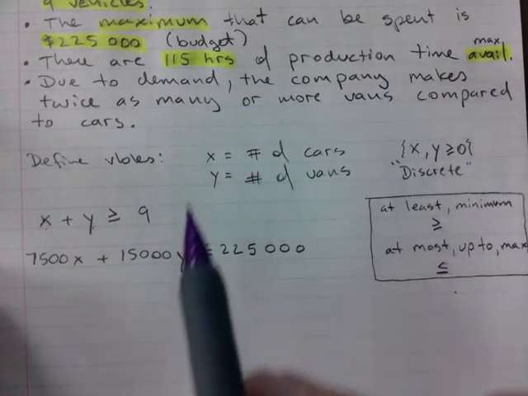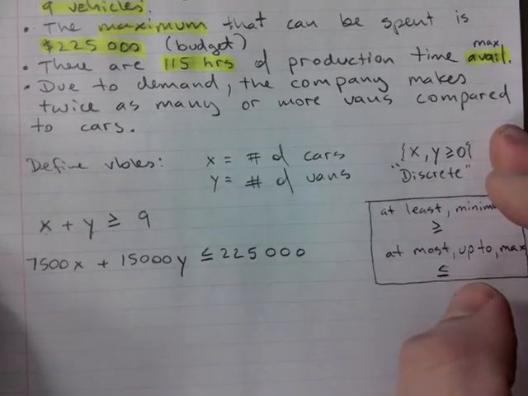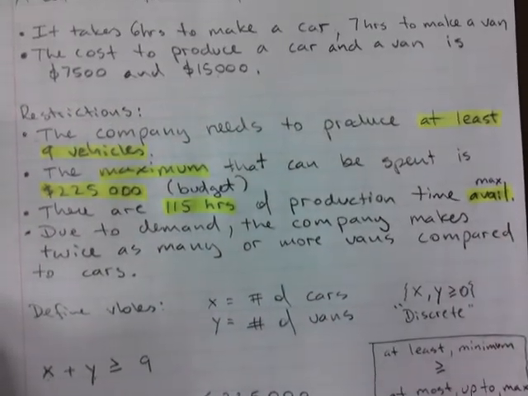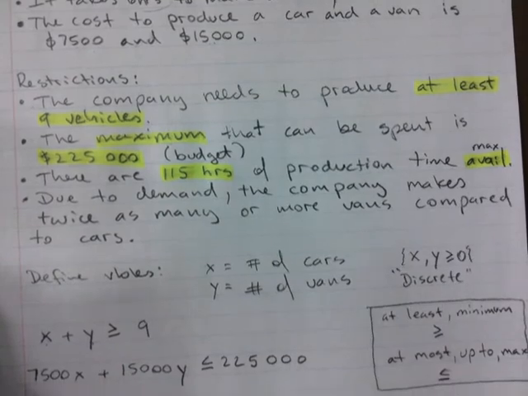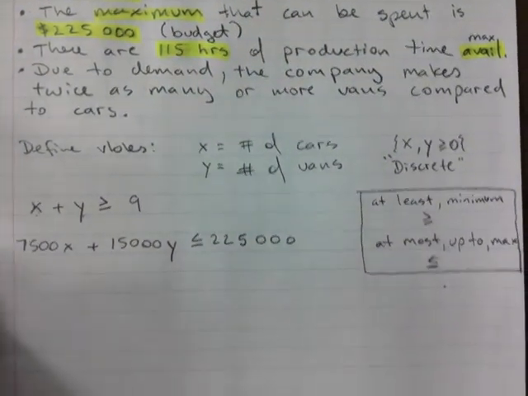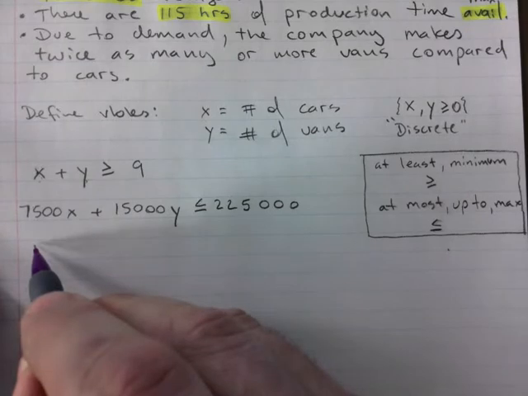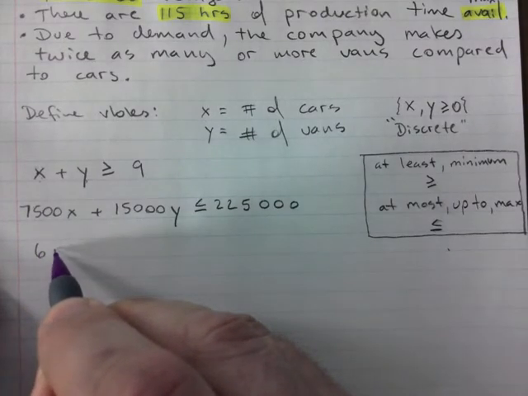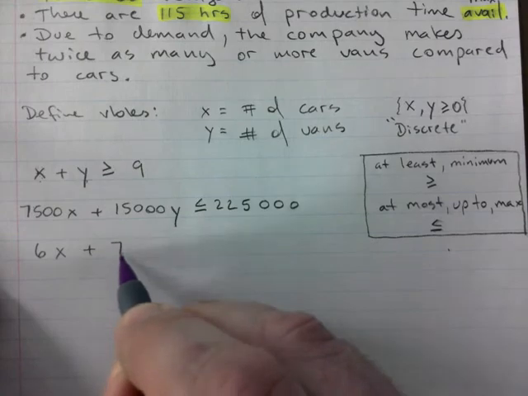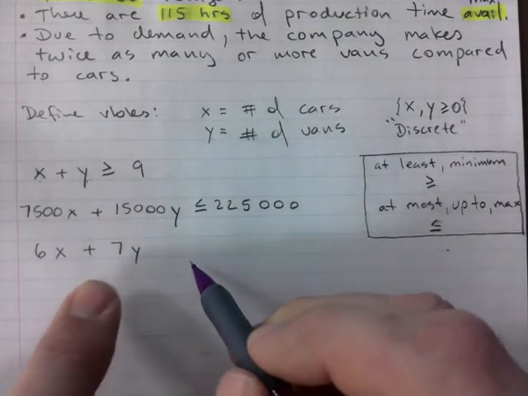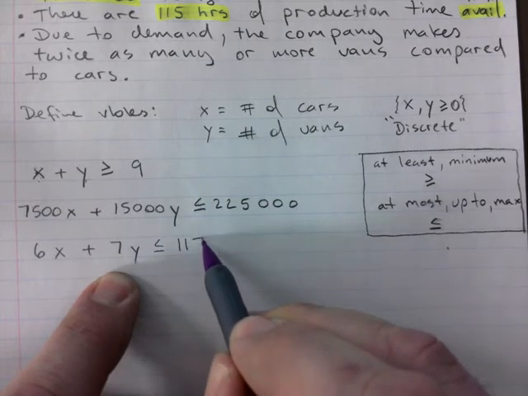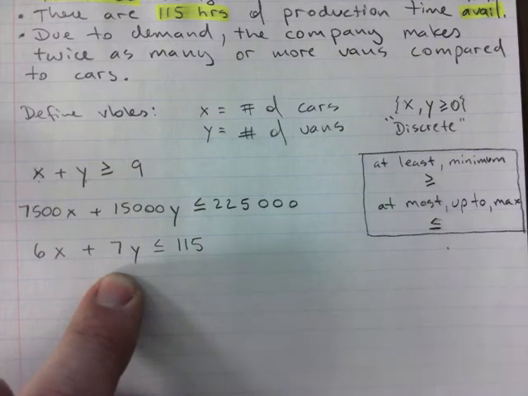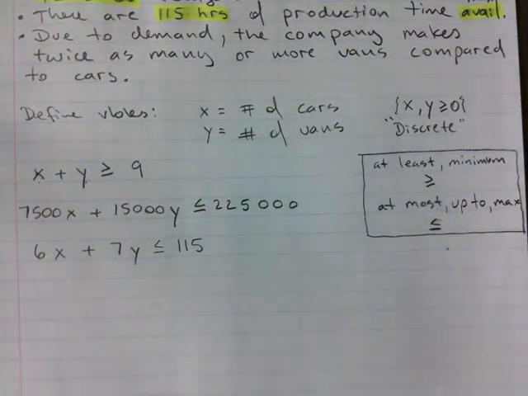And so we're talking time. I'm going to go back up and scan, right? We're told how long it takes to produce each one. So it's 6 hours for every car, and 7 hours on every van, and that has to be less than or equal to 115 hours. Always watch out for time. Is it in minutes? Is it mixing up hours and minutes? In this case, everything is in hours. We're good to go.